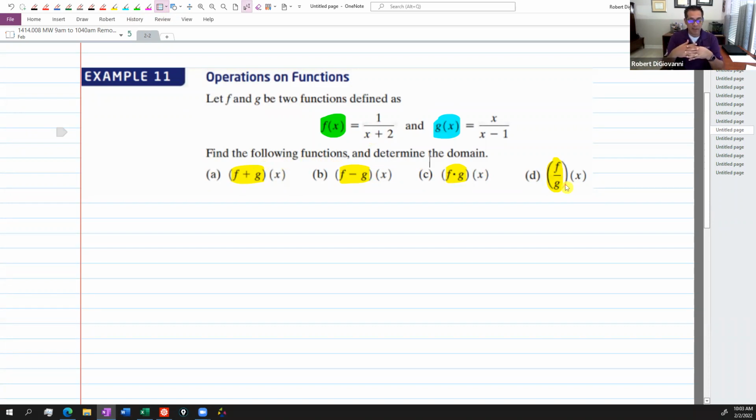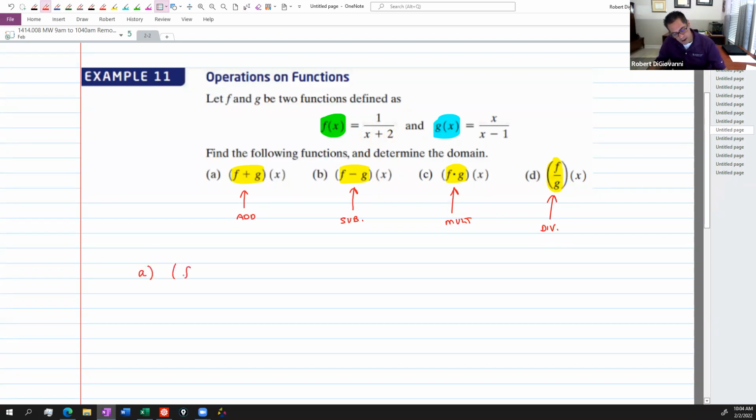You can either add them together. That's the first one, you're going to add them. This is, you're going to subtract them. This is multiplication. And of course, this is division. So it's the four arithmetic operations between two functions. So let me show you how to do these for part A.